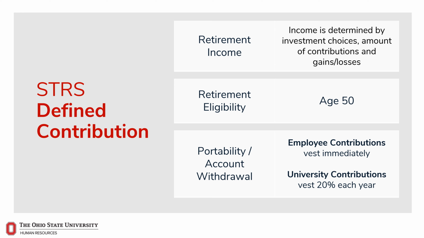You are always 100% vested in your employee contributions, but vesting in the employer's contributions is incremental, with 20% of the employer contributions vesting each year. If you end STRS Ohio covered employment, you can leave your account on file with STRS until your 5th anniversary to reach 100% vesting. The defined contribution plan does not offer any additional retirement benefits.